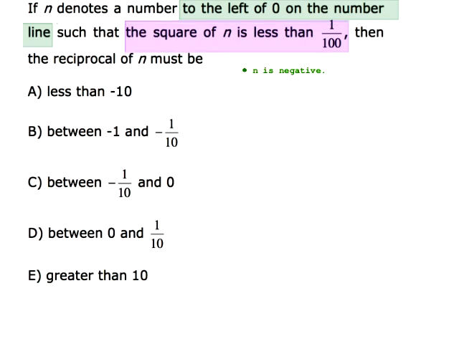Cool. And then they're asking us a question about the reciprocal. Well, so we have this, right? n squared is less than 1/100. n squared, rather, not n. What does this mean that we can do? This is all the information that we have. Is this enough information to find a unique value of n? Is there going to be only one value? Definitely not, right? There are lots and lots of n's that do this.